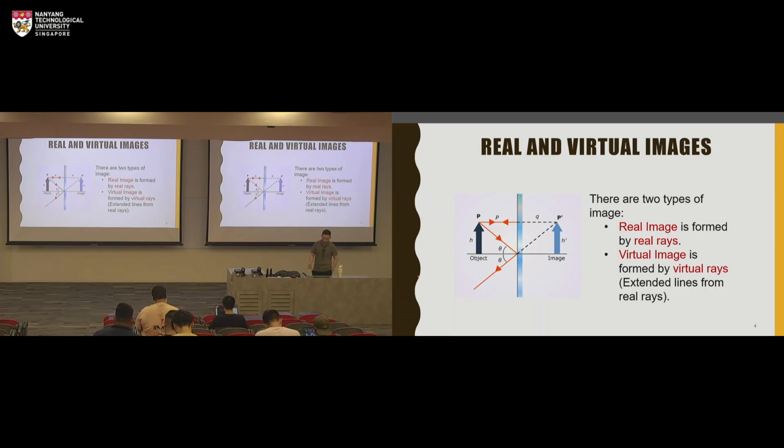Okay, so last week we talked about this chapter. We're focusing on how to generate an image. So there are a few things that we have to define first. One is the object distance. The other one is the image distance. The object distance is always defined as the distance between the object to the mirror. The image distance is defined as the distance from the image to the mirror.